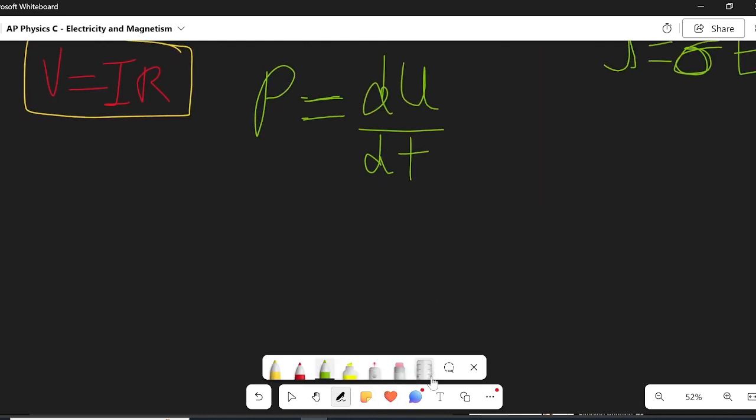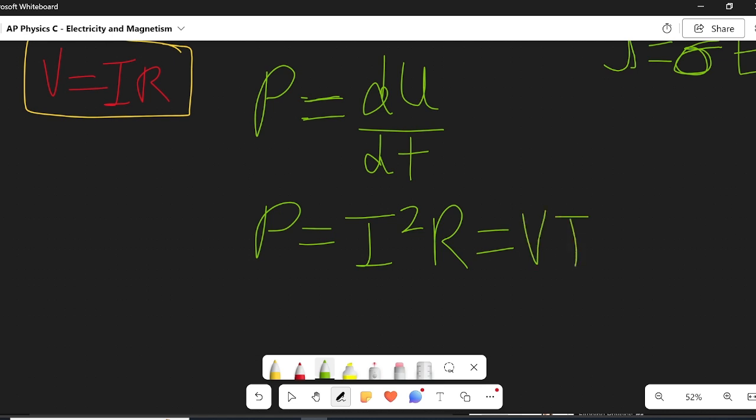And we can actually extend Ohm's law like this. Power will be equal to current squared times resistance. Of course, there are many ways to write this. You can write it as the electric potential difference multiplied by the current, or as the electric potential difference squared divided by resistance. But essentially, this is how we consider power.